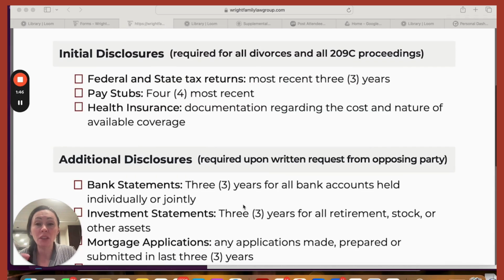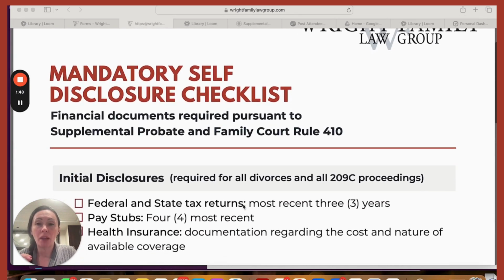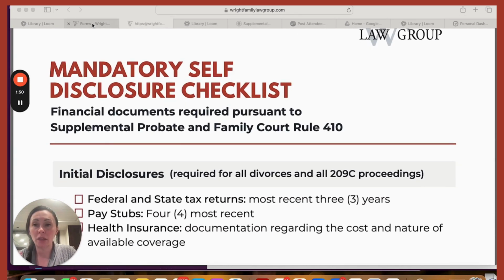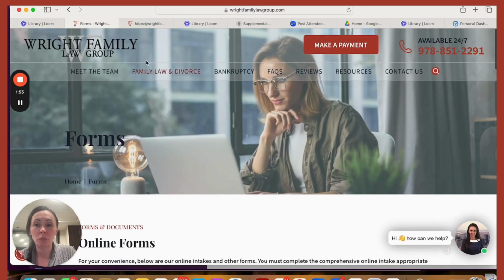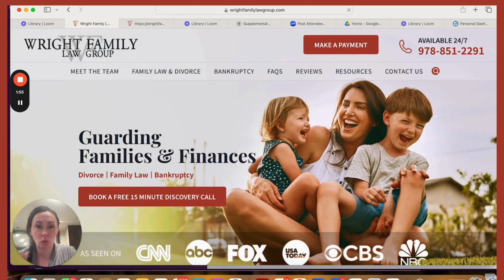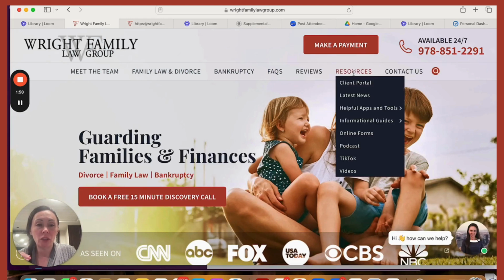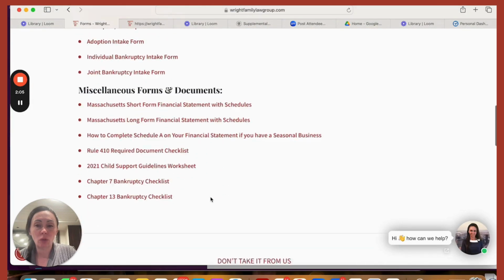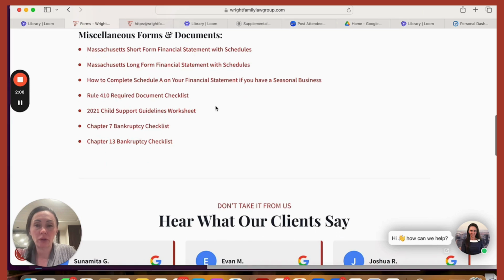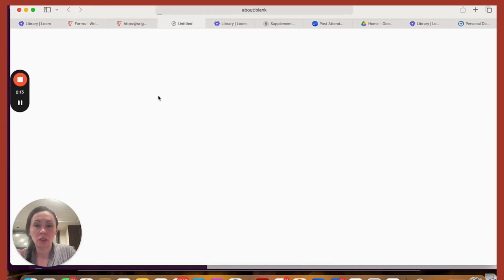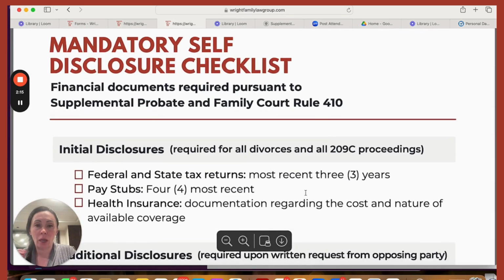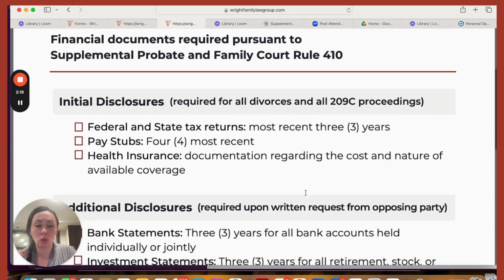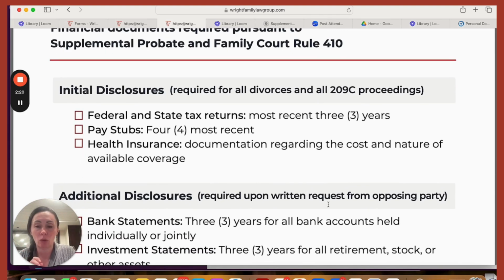Now, this is a checklist that is on my website. If you go to the Wright Family Law Group website, if you go up to the top here, I'll just go back to the home page and walk you through. If you're over here in the resources tab, go down to online forms and then scroll past the intake forms and you're going to go down here and you will click the Rule 410 required document checklist. That will take you to this form that we use to sort of notate what we have and what we need and what we're missing.